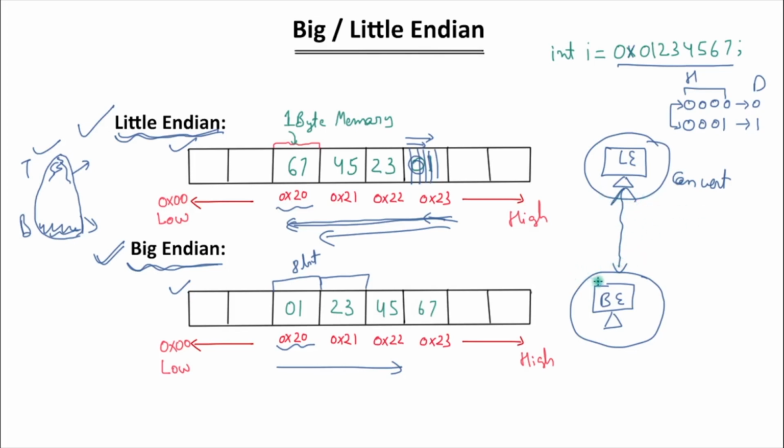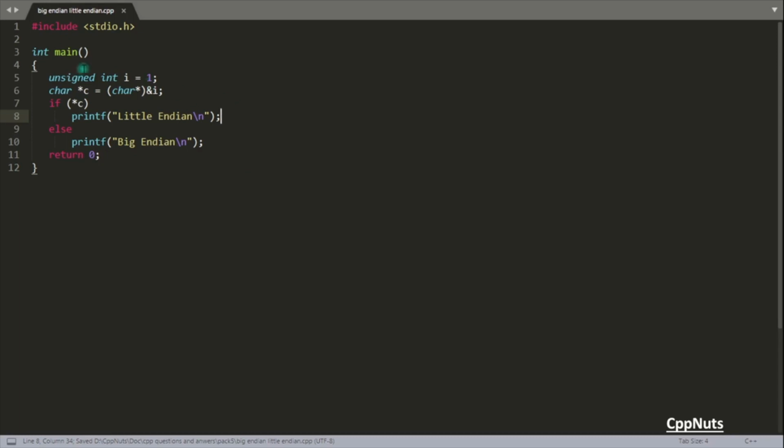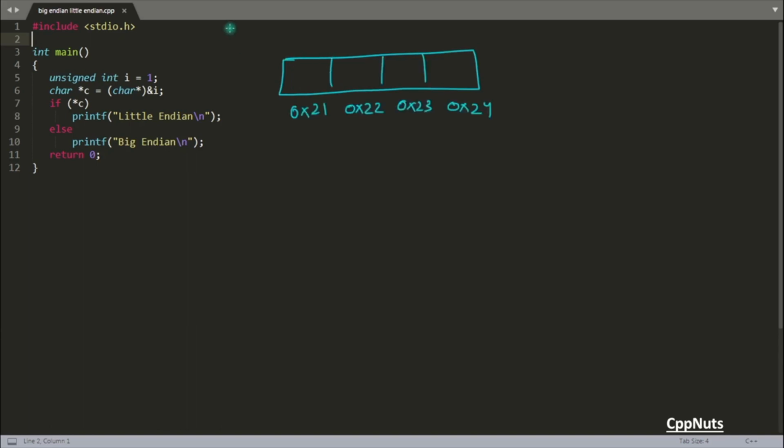Okay, so now let's look at the program, how to find whether your system is Little Endian or Big Endian. I have this simple program here. I have taken an unsigned integer i equal to 1, and as you know, an integer will take 4 bytes, so let's quickly create that. If our system is Big Endian, I told you our value 1 will get stored in this fashion.